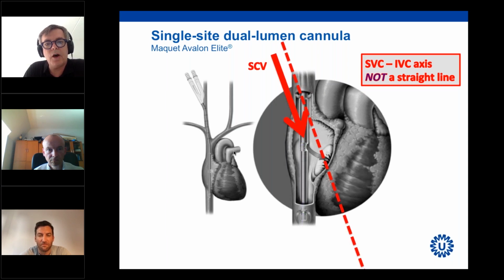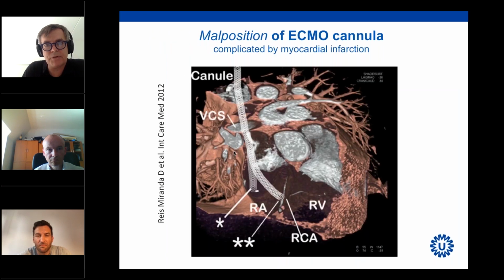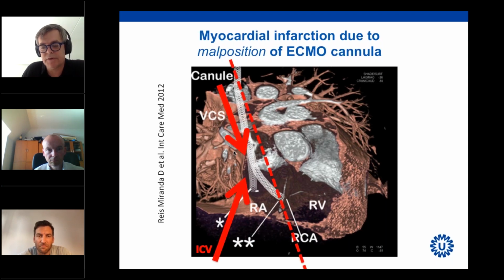So you should be aware that the superior vena cava axis, if you go straight ahead, leads to an introduction of the cannula into the right ventricle. And you cannot easily access the inferior vena cava in some patients. So it's not a straight line, and the Rotterdam group has shown that the cannula can easily migrate into the right ventricle and even erode the right coronary artery, as you can see here.